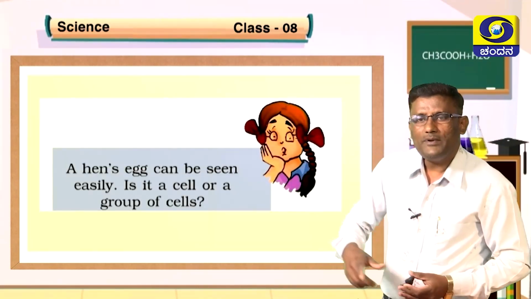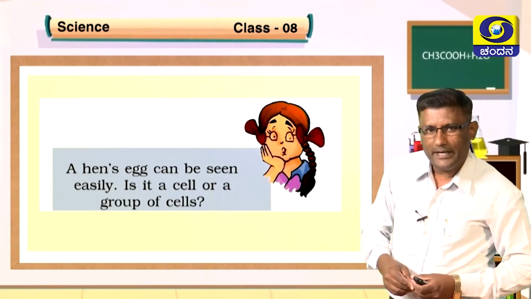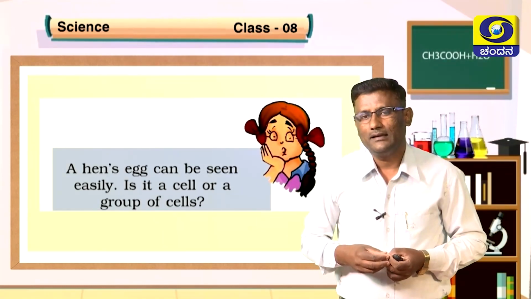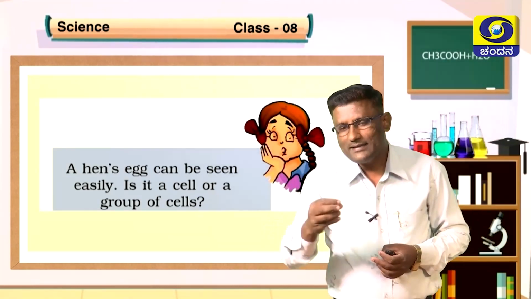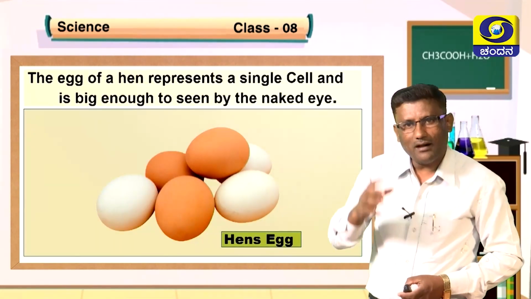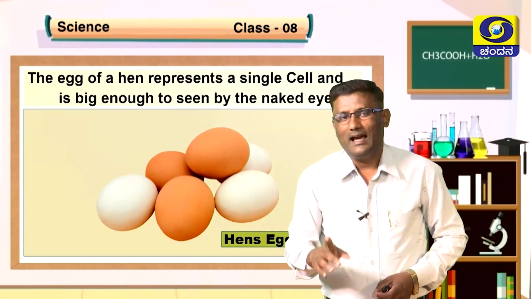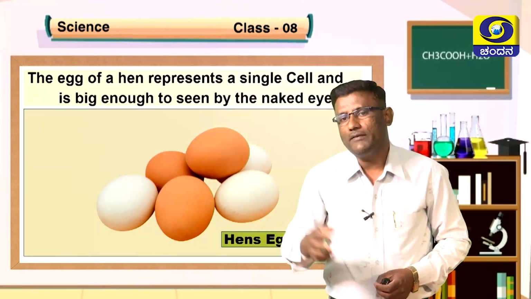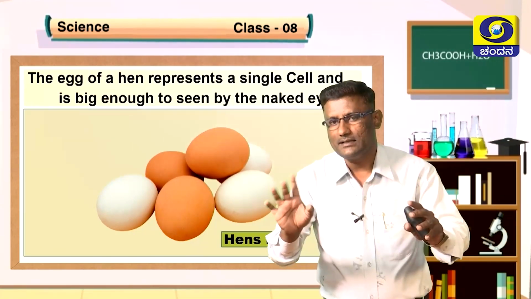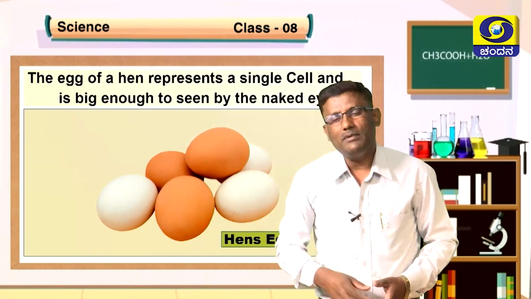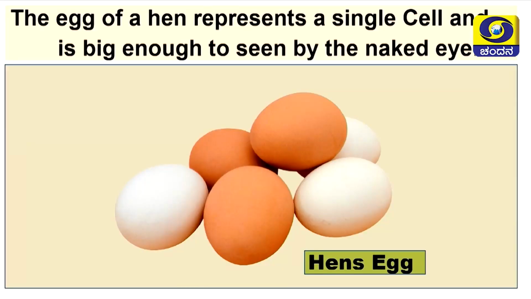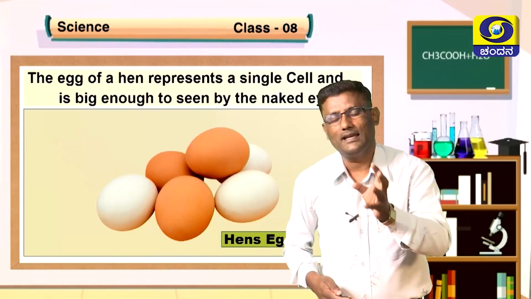Then obviously there will be a doubt in your mind. We can easily see a hen's egg with our naked eyes. Then is that egg a cell or a group of cells? What is your answer? Look at this. The egg of a hen represents a single cell, and it is big enough to be seen with the naked eye. Keep in mind, a hen's egg is a single cell, not a group of cells, and we can see it with the naked eye. I mean to say that eggs are large-sized cells.